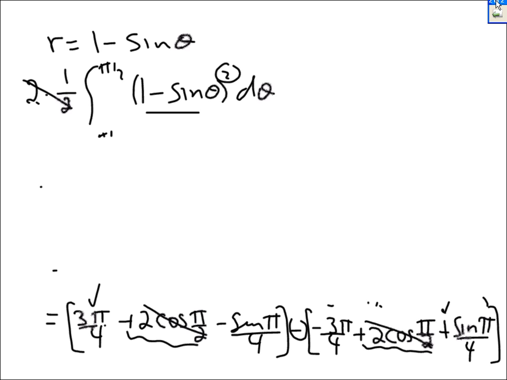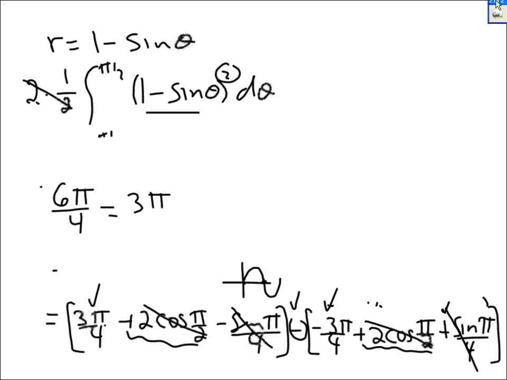Well, you have 3 pi over 4, and you're taking away negative 3 pi over 4. You end up adding them, so you have 6 pi over 4. And the sine of pi is 0. The sine of pi is 0, over 4 is still 0. So there's the answer: 3 pi over 2.